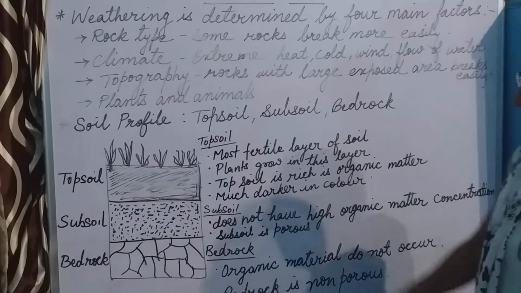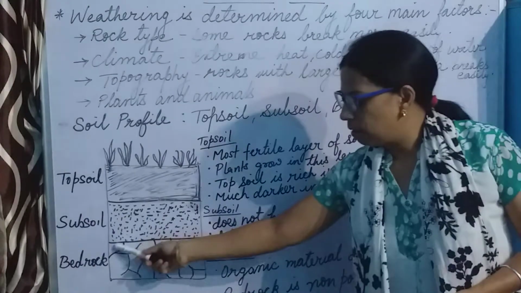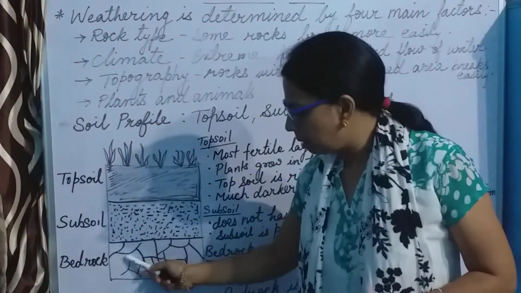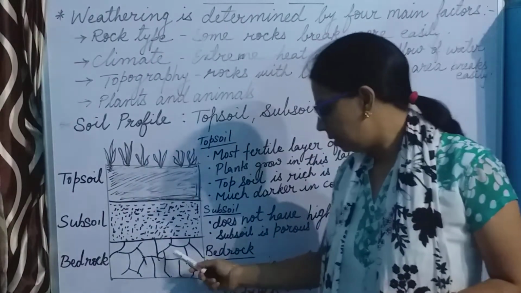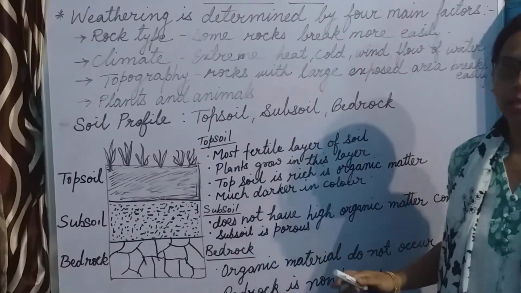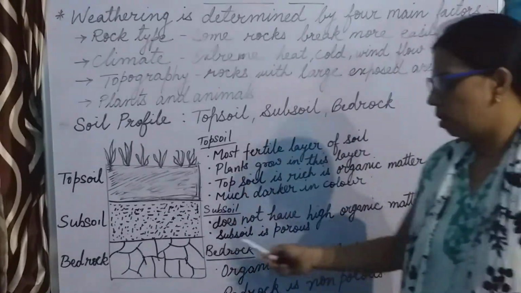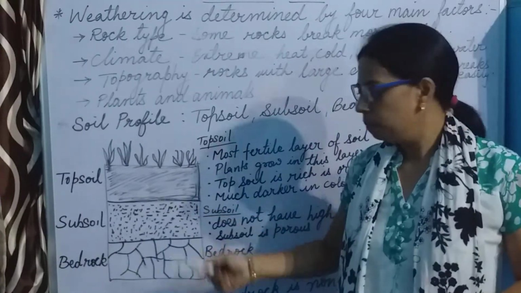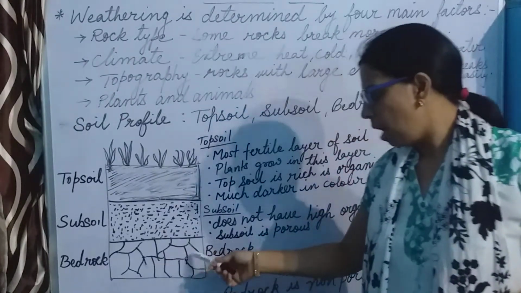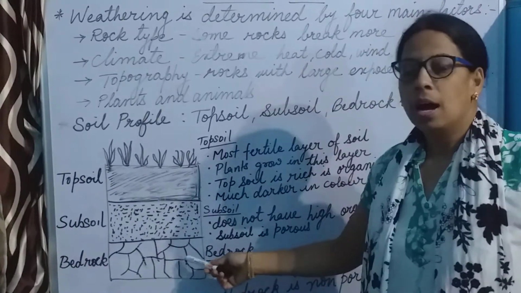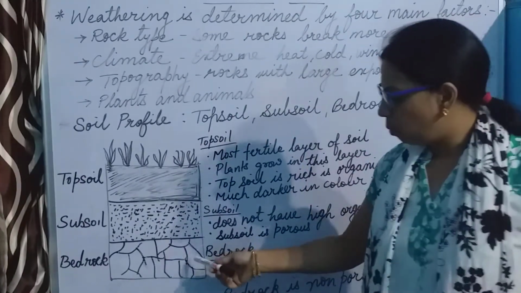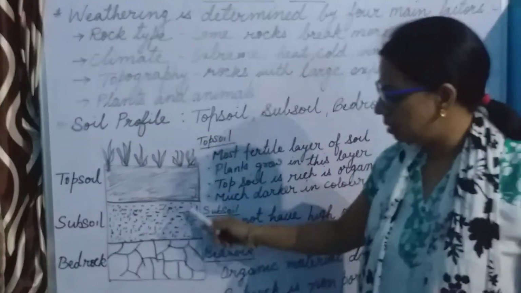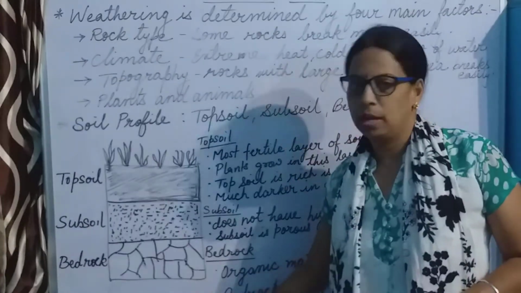Now next is bedrock. The name itself, bedrock, tells you this is the layer where you will find rock type of things, and this layer has no organic material at all. There is no organic matter, no plants, nothing can grow here. Even in the subsoil no plants can grow. And this layer is a non-porous layer. Now what do I mean by non-porous layer? Non-porous layer means when water reaches the bedrock, it doesn't pass through any further.